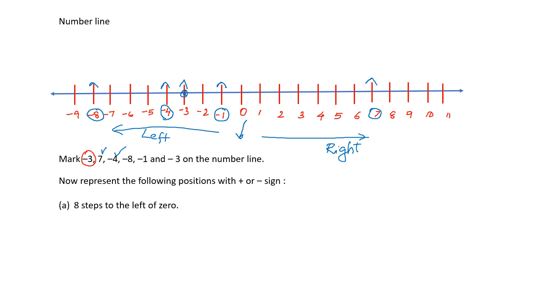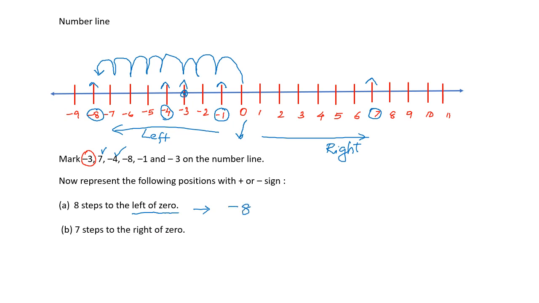Left means which direction will we be moving? We have to move towards this direction. 1, 2, 3, 4, 5, 6, 7 and 8. Where are we reaching, children? We are reaching negative 8. So to the left of 0, left of 0 is negative. So the number will be represented as negative 8.